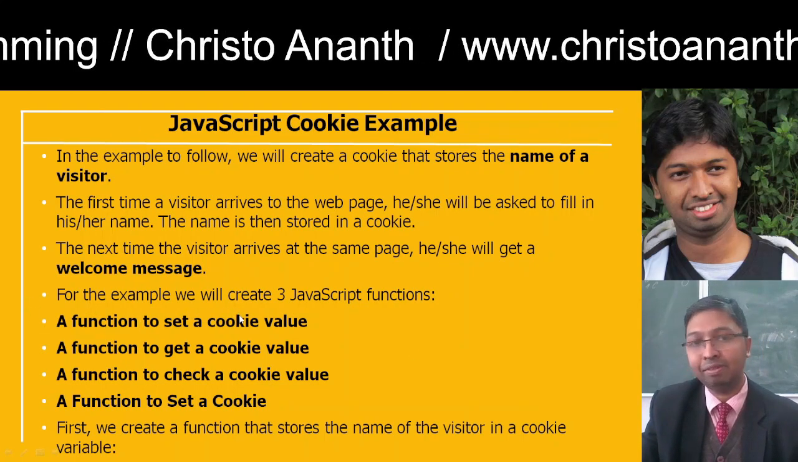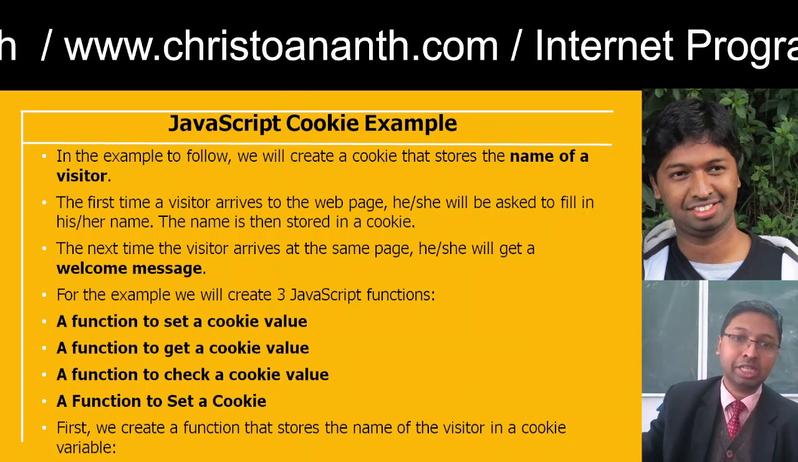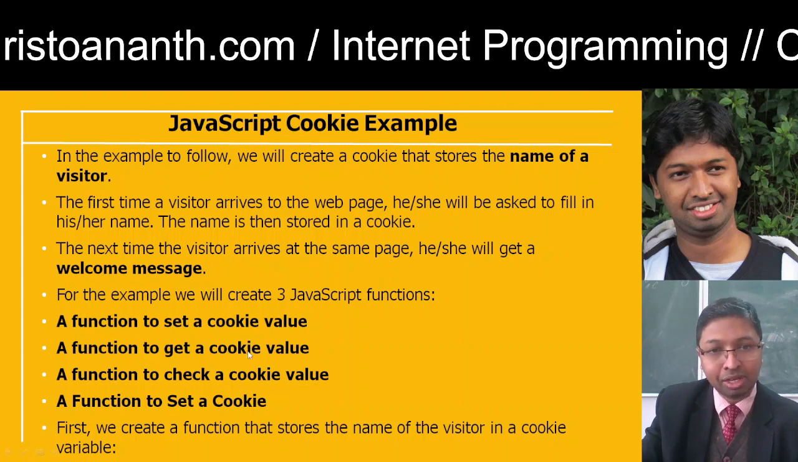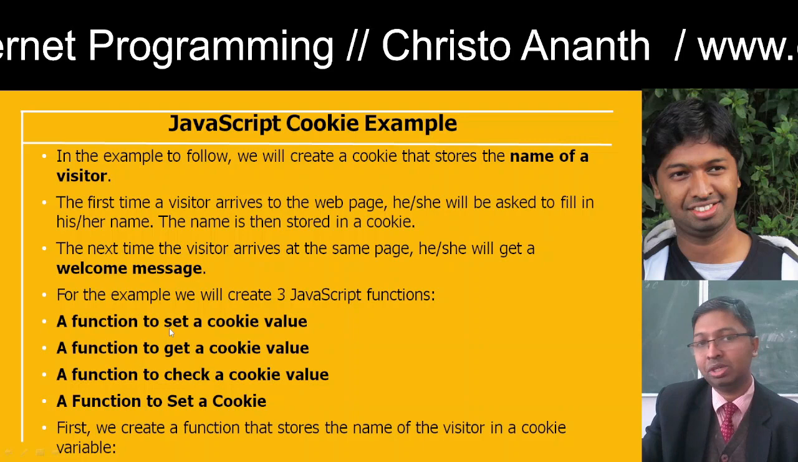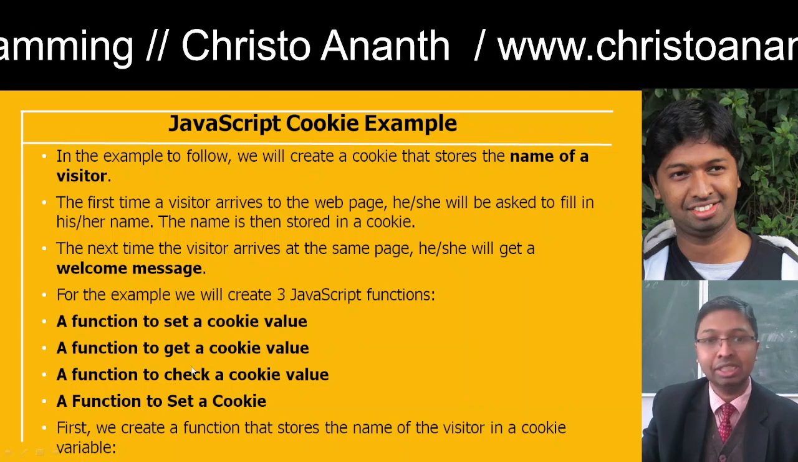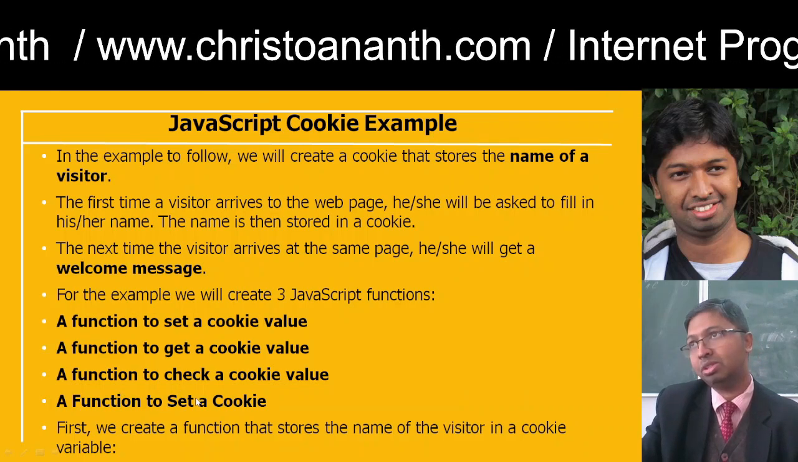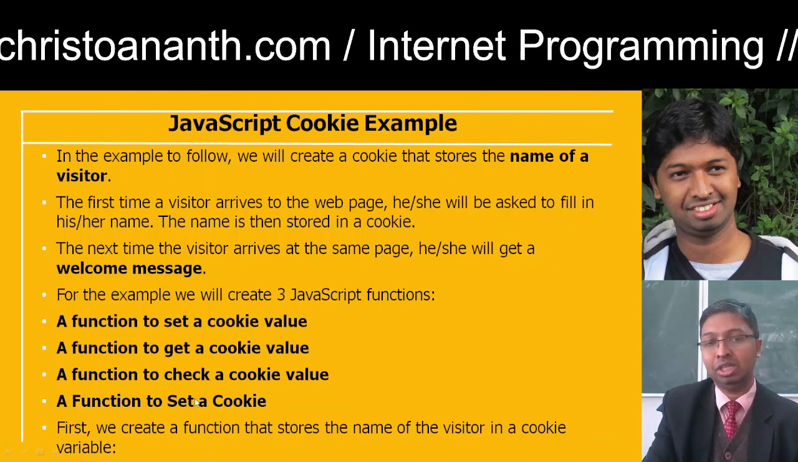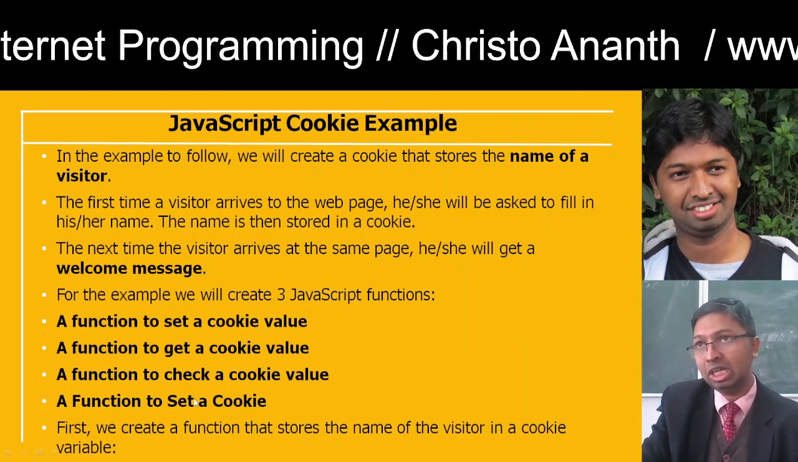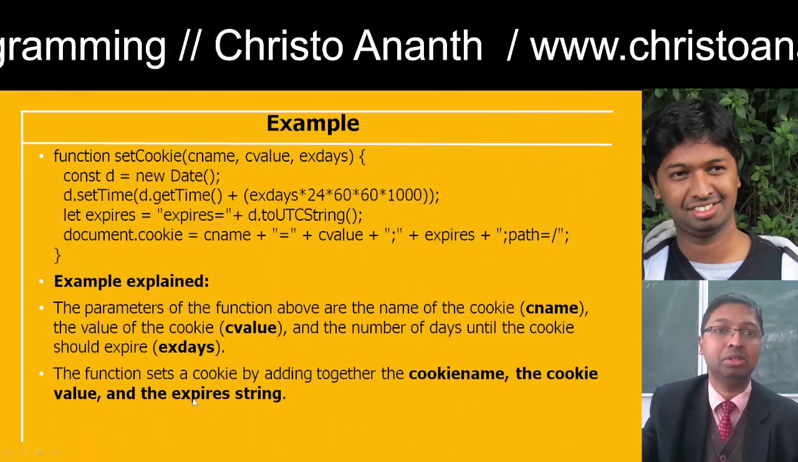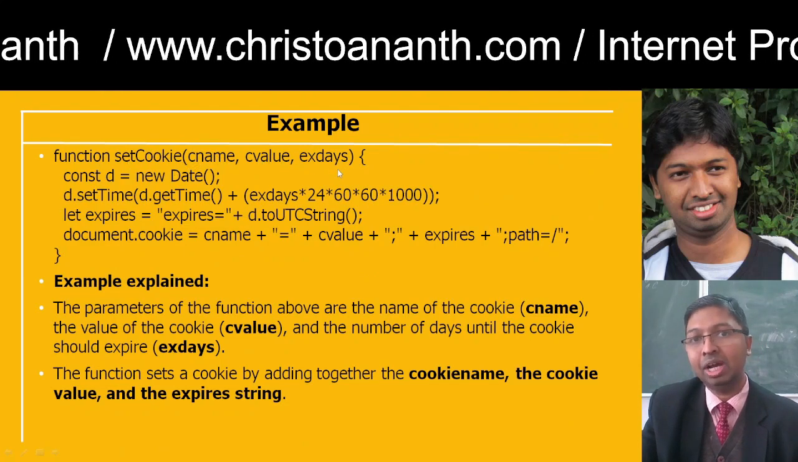So here we will have three JavaScript functions: one function to set a cookie value, a second function to get a cookie value, and a third function to check the cookie value. First one to set, second one to get, third one to check. Here you will have a function that stores the name of the visitor in the cookie variable. So the function is setCookie, with the name, the value, and the days.